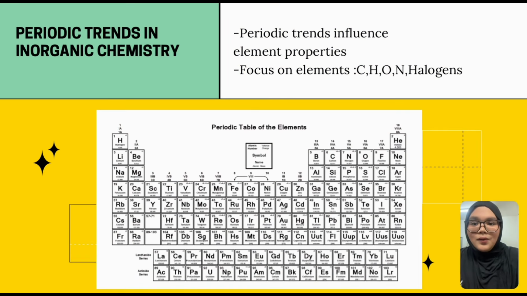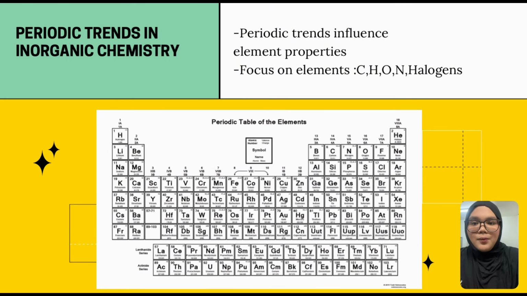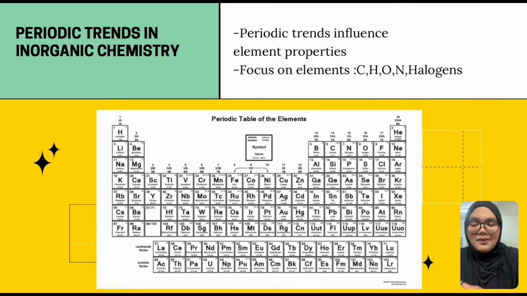Assalamualaikum everyone. Today, we will be presenting about periodic trends in inorganic chemistry. Periodic trends are important concepts in chemistry because they help us to understand how and why elements behave differently across the periodic table. These trends allow us to predict properties such as atomic size, reactivity, bond strength, and polarity, which are essential in explaining chemical behavior.